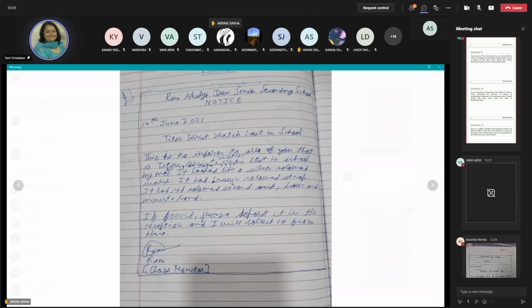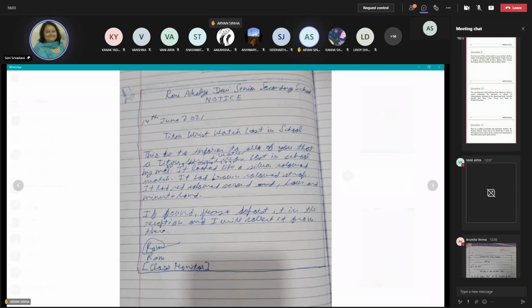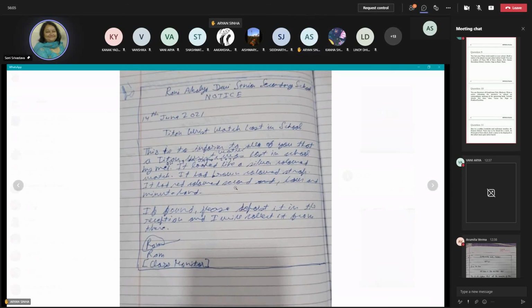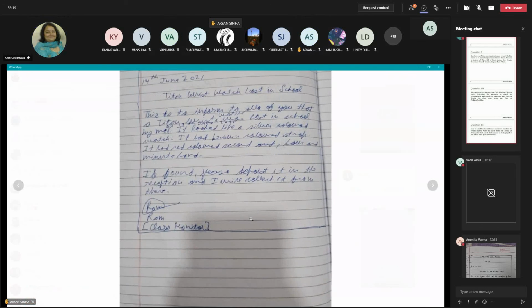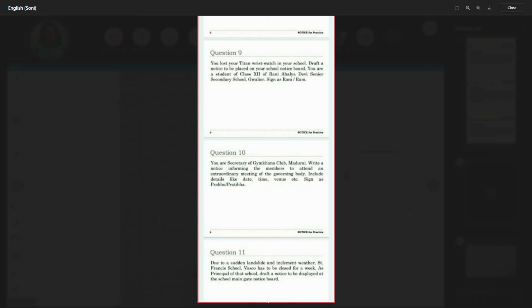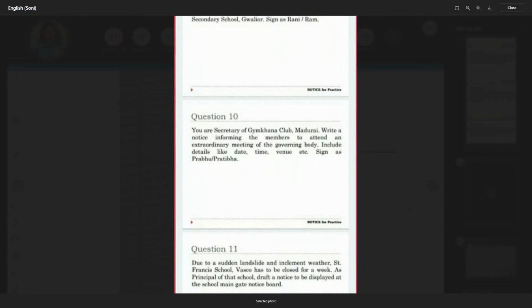See, none of you are writing anything about the date, the time, the place where you lost it. That is most important. When did you lose it? The date is not written. Which date? Please mention. See, ma'am, but the date is already mentioned. It doesn't matter, beta. That is the date you have put the notice on. But have you actually lost it on the same day? So you have to mention that. Okay.